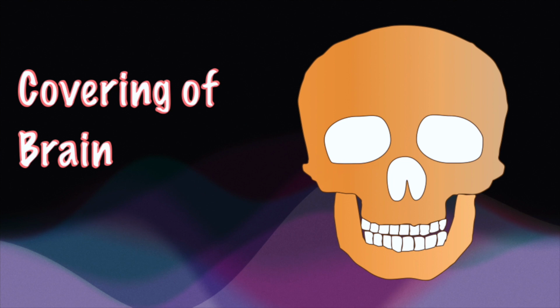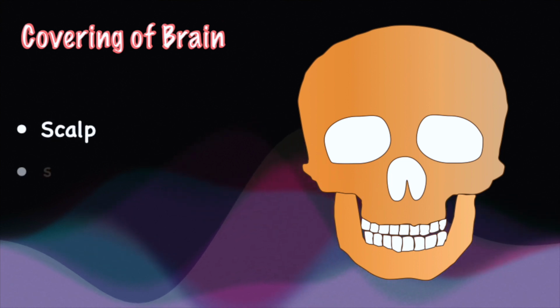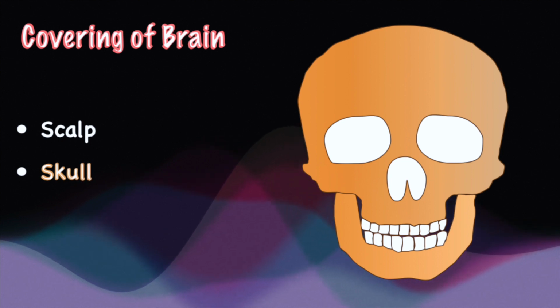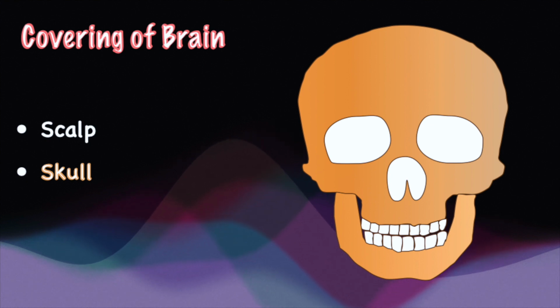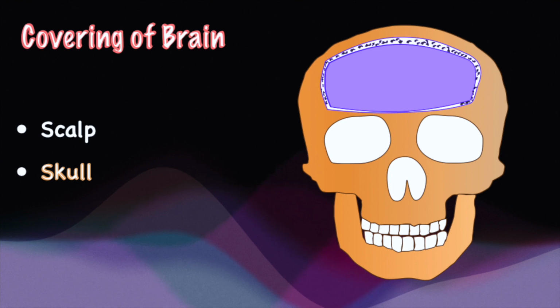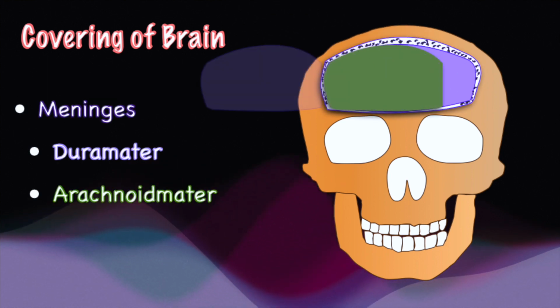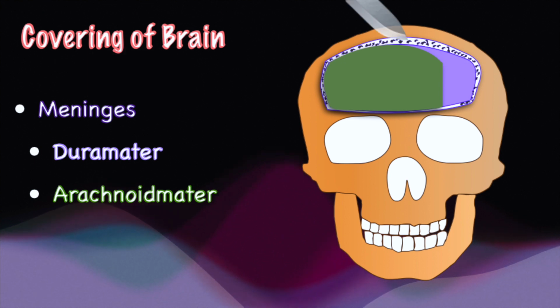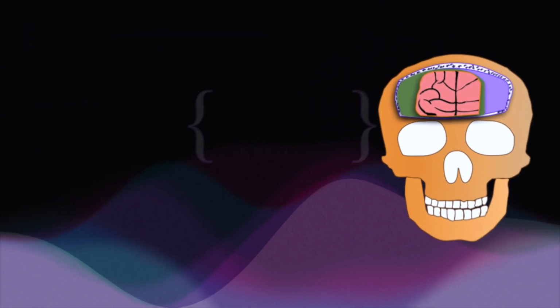Now let's see what the different layers are which protect the brain from external injuries. Here the outermost layer is formed by the scalp, followed by the bony skull, which protects the brain from external physical forces, especially compressive forces and various physical injuries. If we dissect through the skull, we will encounter 3 layers of membrane. The outermost membrane is called the dura mater, followed by the arachnoid mater, and the deepest layer is the pia mater, which is attached to the surface of the brain.